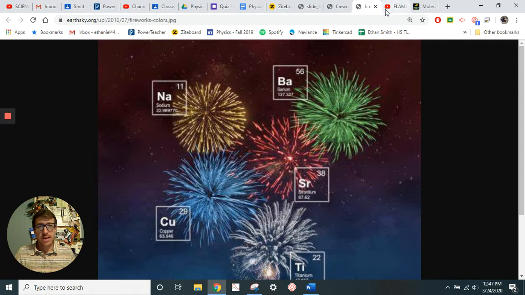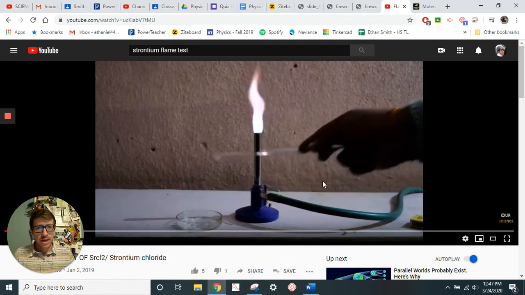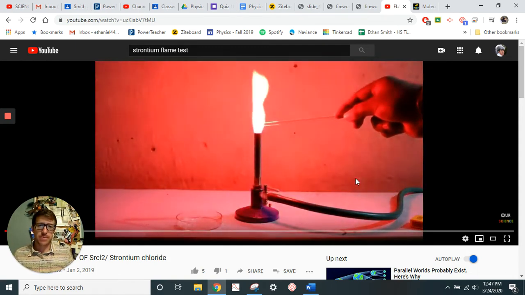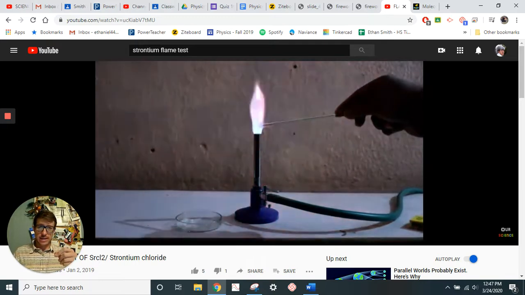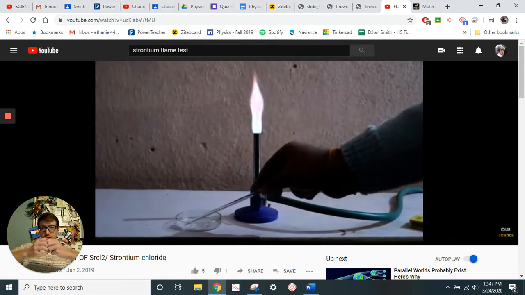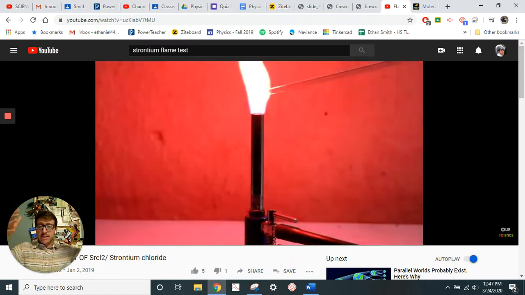And if you want to see this in action, it looks something like this. You can just do a flame test. Here they have some strontium chloride salts, so very fine little particles of strontium mixed with chlorine. And when you add it to a flame, the flame turns bright red. That's because those strontium atoms are getting excited, their electrons are jumping to their outer shells, and then as they fall back down to their lower shells, they emit red light.